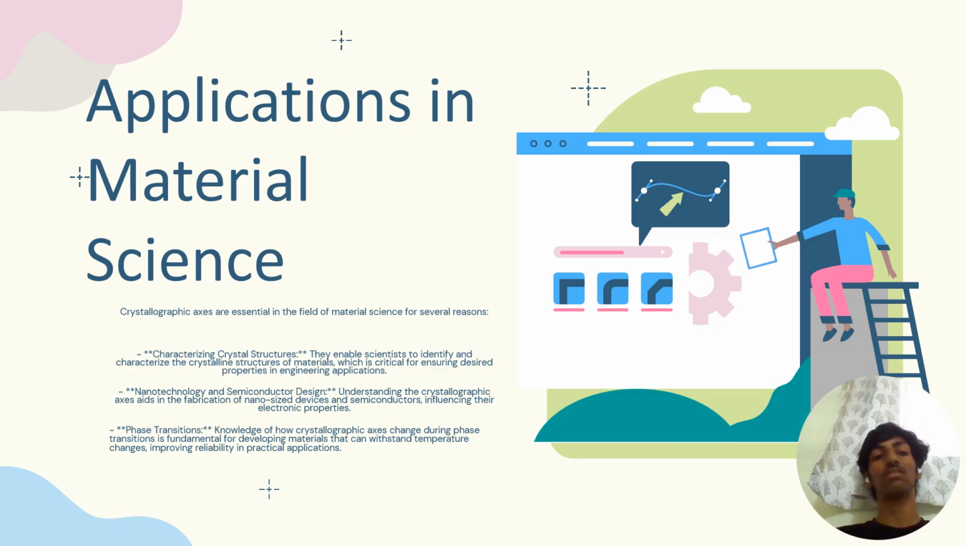Phase transitions: changes in axis orientations or symmetries are often associated with changes in the material states such as melting, solidification, or transformation into a new phase. By understanding crystallographic axes, scientists can develop more effective, durable, and advanced materials for use in electronics, aerospace, construction, and more.